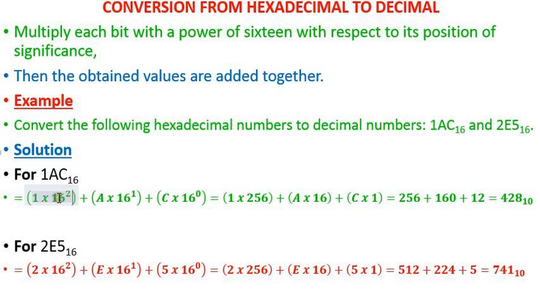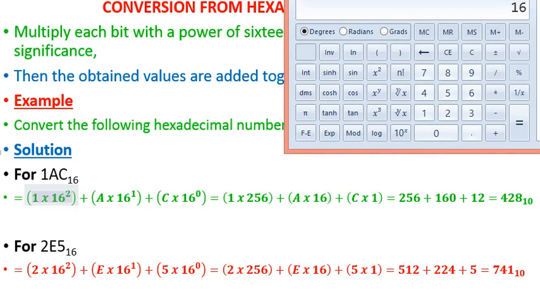Now I will say 16 raised to power 2, meaning 16 times 16. Take your calculator, let me show you. 16 times 16, it will give us 256. Look at it here. And then 16 raised to power 1 is 16 multiplied by the A, and anything raised to power 0 should give us 1 multiplied by C.